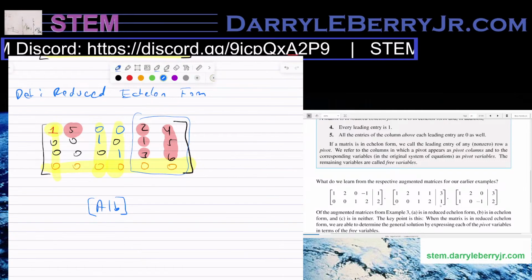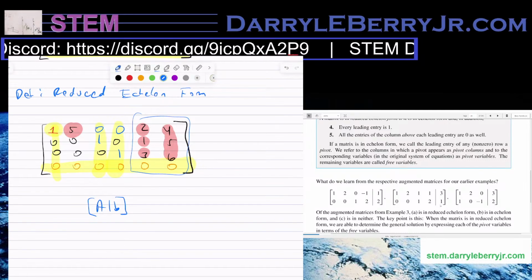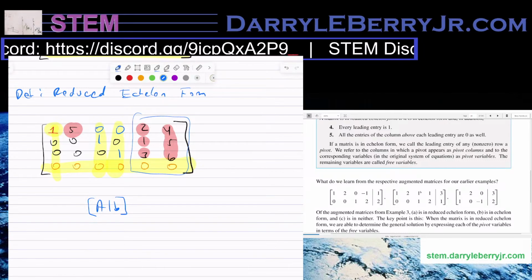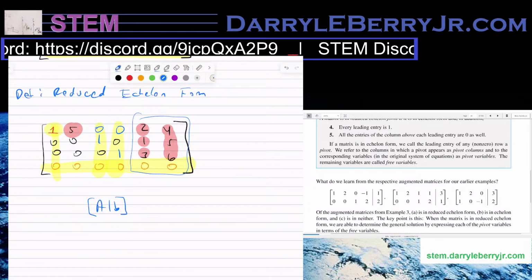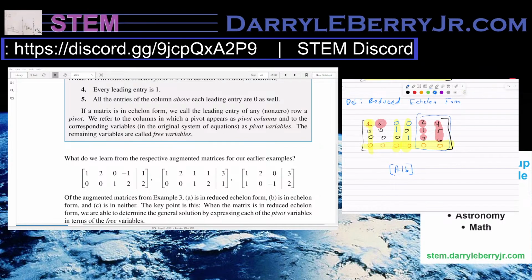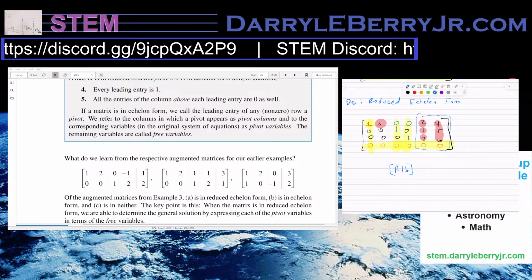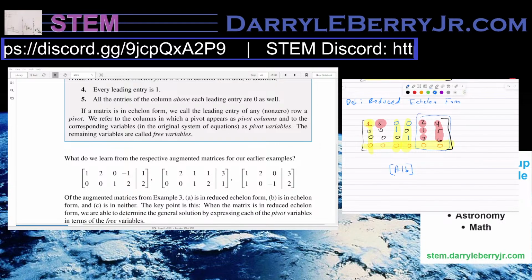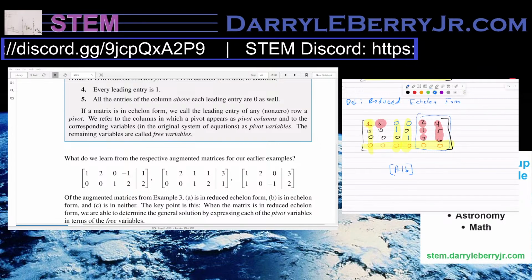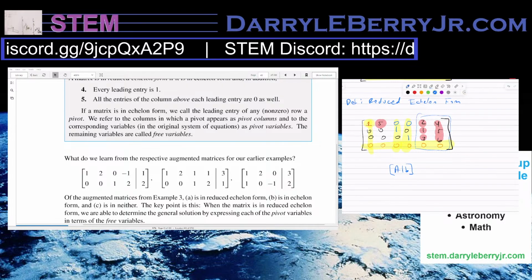B is in echelon form because it has a leading pivot that's a 1, but there's a 1 in front of that. So therefore, that's what makes it not reduced. If this was a 0, it would be reduced. And C is neither because the leading numbers are not in successive rows. This 1 doesn't have a 0 underneath it, and the pivot here is not a 1. So, okay, it's easy enough.